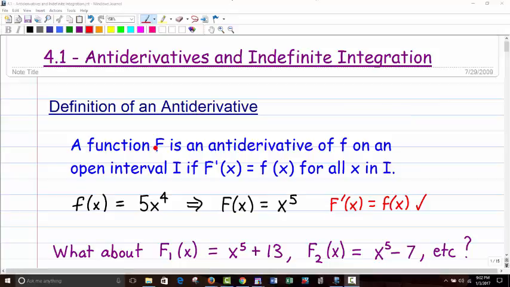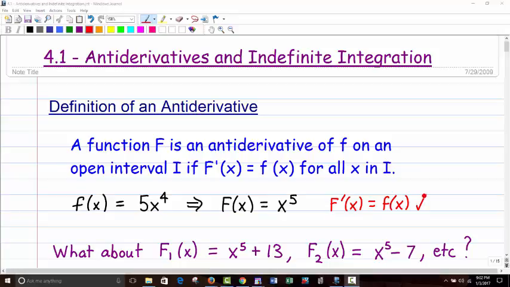This function, capital F, is an antiderivative of little f on an open interval I if F prime of x equals little f of x for all x in that I. Now, here's an example. If f of x equals 5x to the fourth, I'm saying that big F of x would be x to the fifth, because the derivative of big F of x, x to the fifth, would indeed be 5x to the fourth. So that's what I'm checking off right there, that derivative is true.